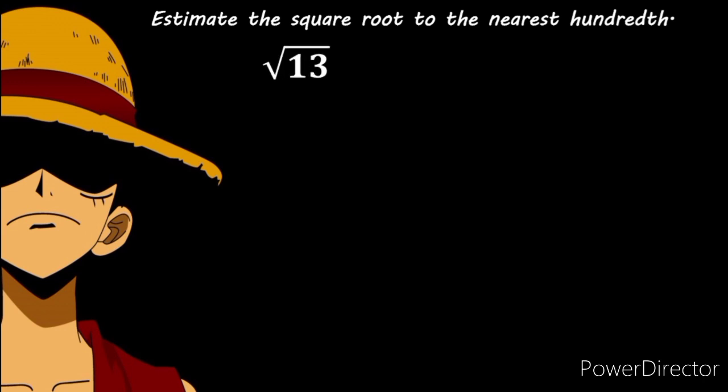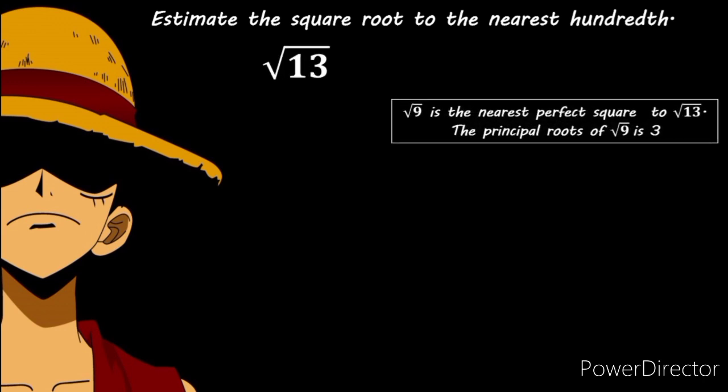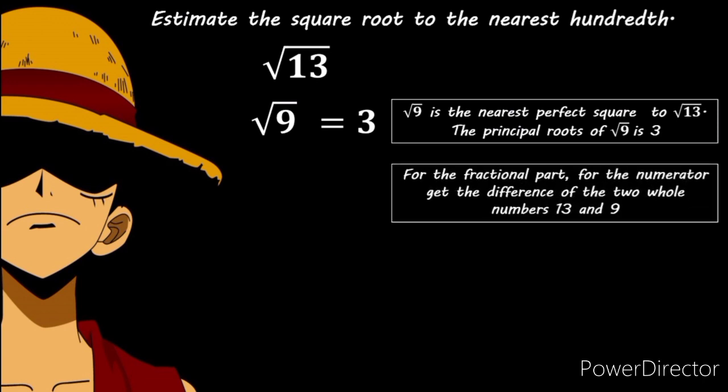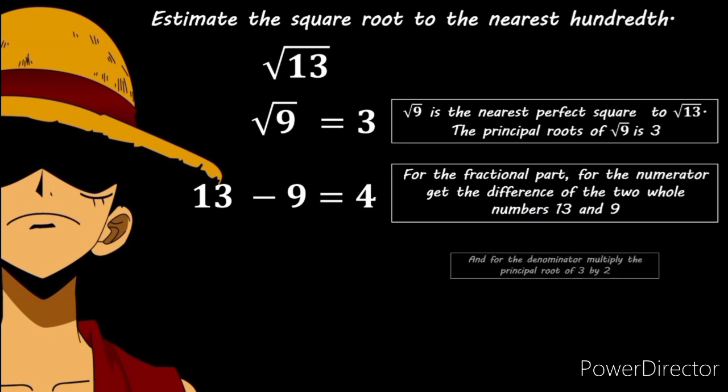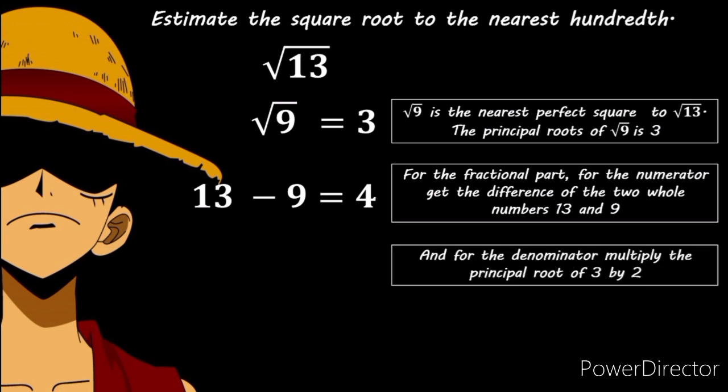Square root of 13. The square root of 9 is the nearest perfect square to the square root of 13. The principal root of the square root of 9 is 3. For the fractional part, for the numerator, get the difference of the two whole numbers 13 and 9. 13 minus 9 is equal to 4. And for the denominator, multiply the principal root 3 by 2. 3 times 2 is equal to 6.